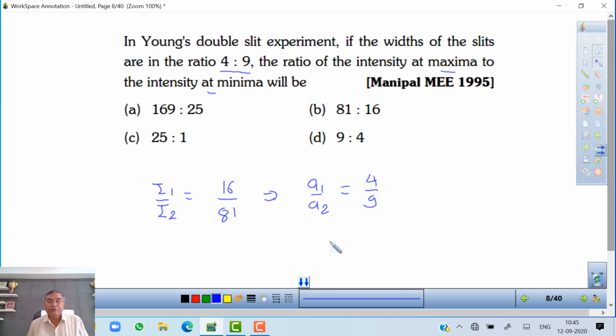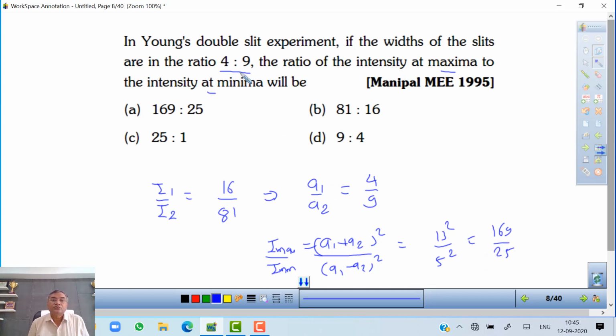So what will we get for maxima? A1 plus A2, squared. So I am getting I max, and now you know the minimum is the difference in the amplitudes, squared. I take the positive value only. 4 plus 9 is 13 squared, and 4 minus 9 is 5 squared. So this is 169, and this is 25. So this is the answer.